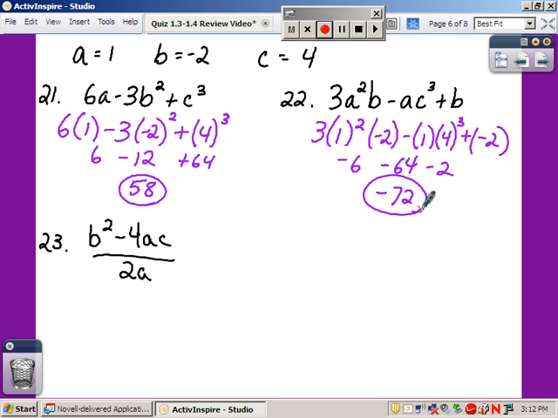B squared minus 4ac over 2a, you're going to learn later on, is part of the quadratic formula that we use to get a lot. So here we go again, just substituting with parentheses. These problems become very redundant after a while. If you can do one, usually you can do them all.